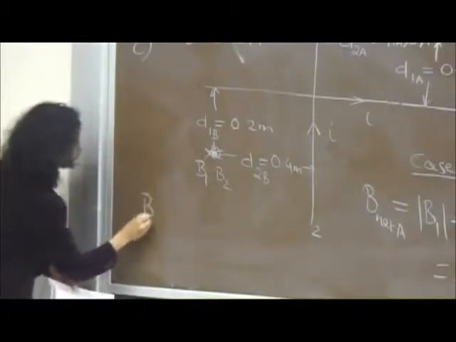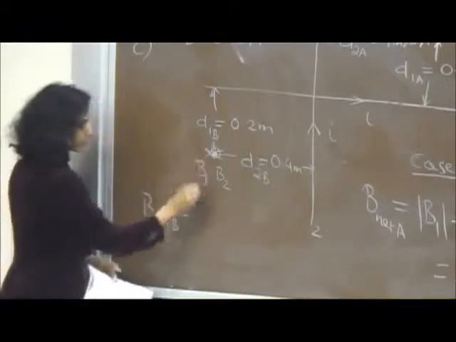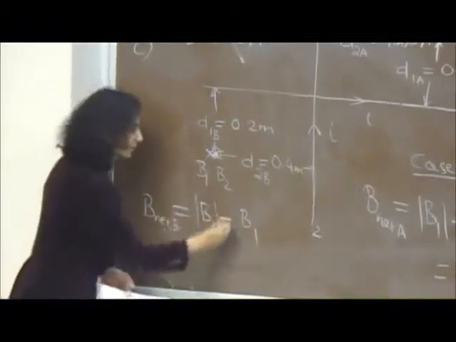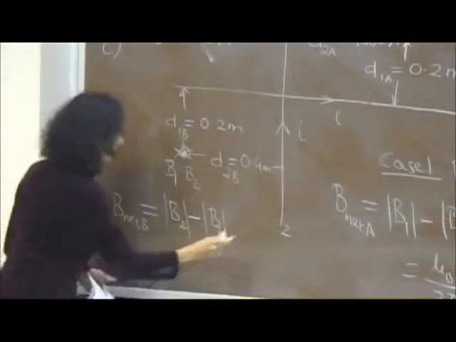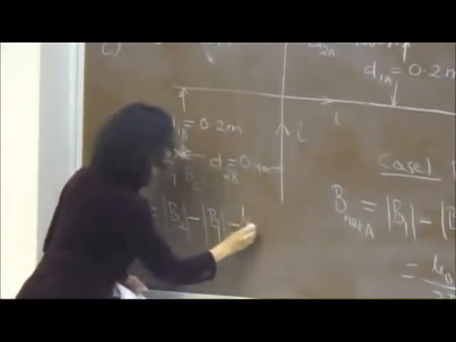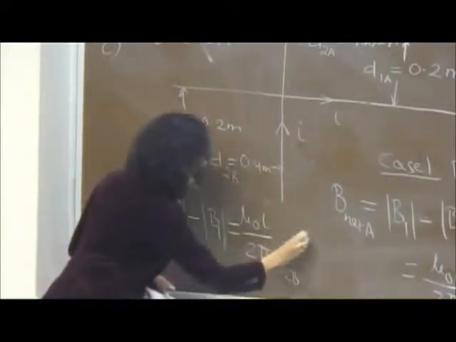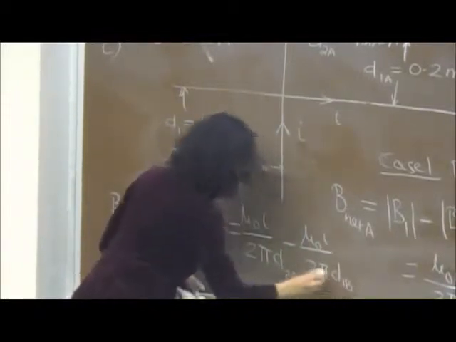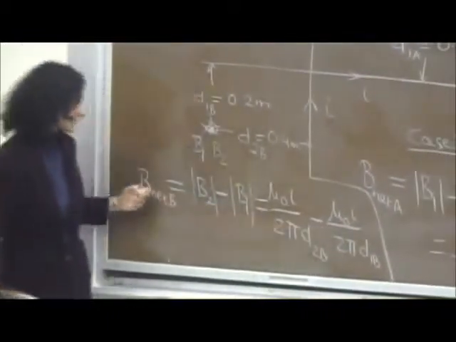So again, B net at point B will be equal to B2 minus B1. Why do I do B2 minus B1? Because B2 is the one that is coming out at us, and we chose out to be the positive direction. So this will be equal to mu 0 I divided by 2 pi D2B minus mu 0 I divided by 2 pi D1B. That's it.